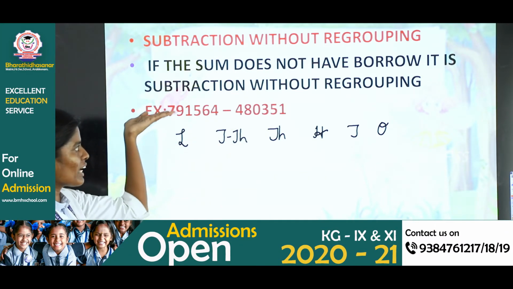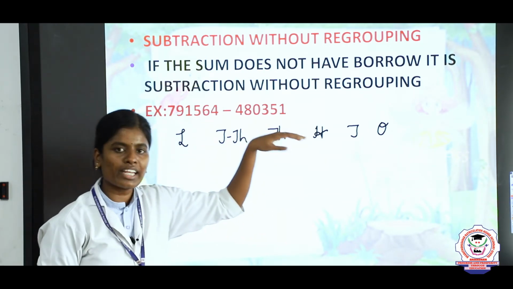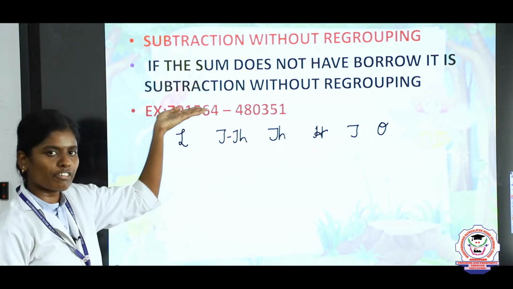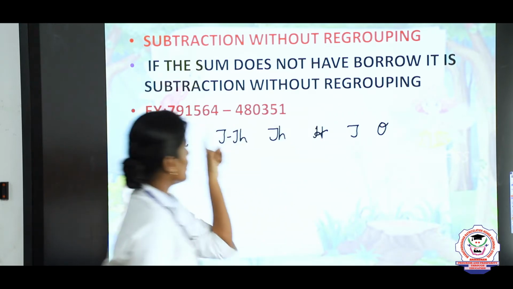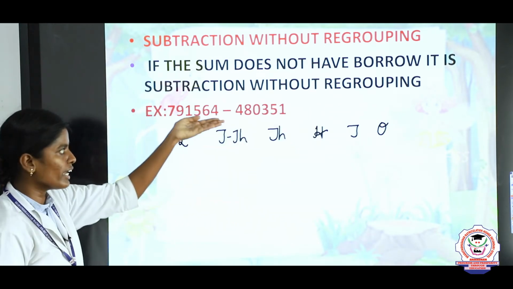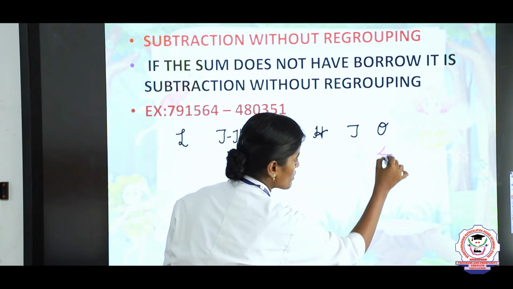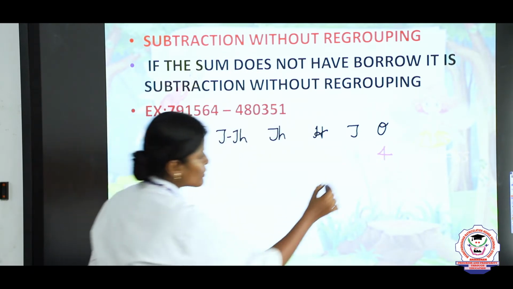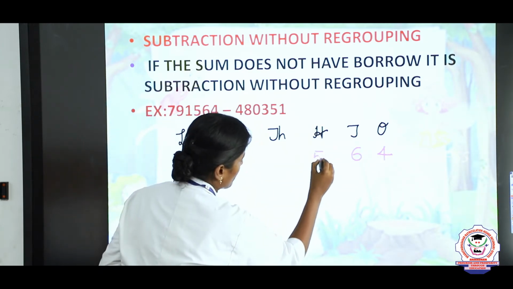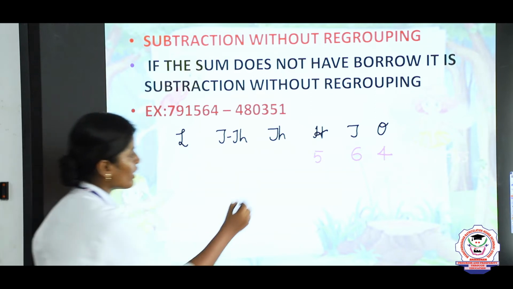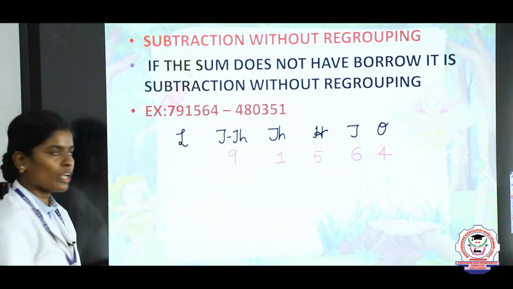Here we have the question 7,91,564 minus 4,80,351. Take the first group of the number. What is the first group of the number? 7,91,564. Take and write the ones place value. Tell me the ones place value. Here the ones place value is 4. The tens place value is 6. The hundreds place value is 5. The thousands place value is 1. The ten-thousands place value is 9. And the lakh place value is 7.